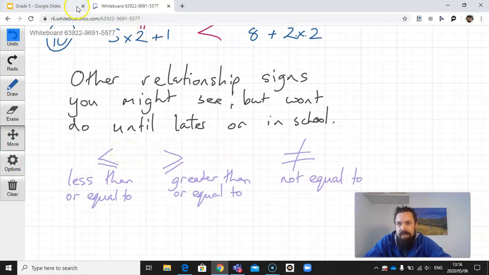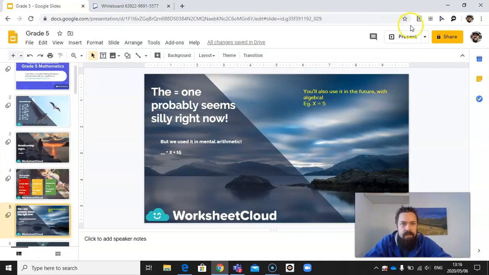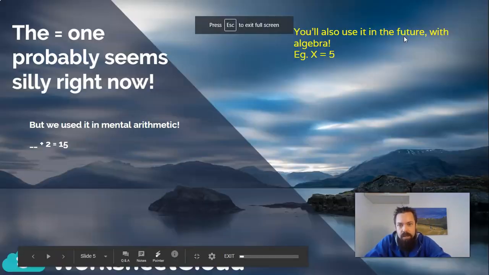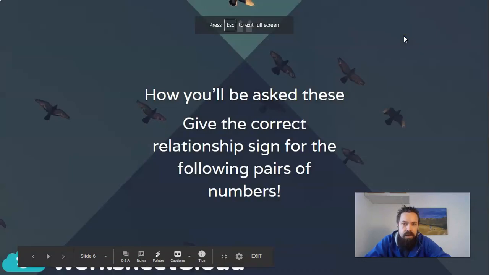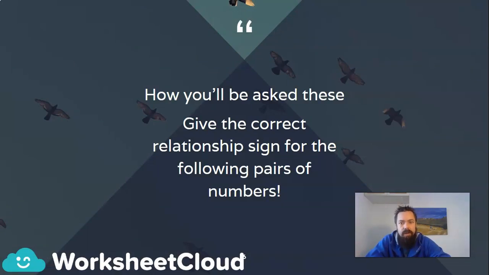Okay, that's it for today, grade 5s. So I did say this is how you're going to be asked these questions. The question will be, give the correct relationship sign for the following pairs of numbers. If it's given, you need to compare them, looking at which has the bigger digit in each place value. And if it's a problem on either side, you solve the problem, work out what the answer is, and then you can put the correct relationship sign.